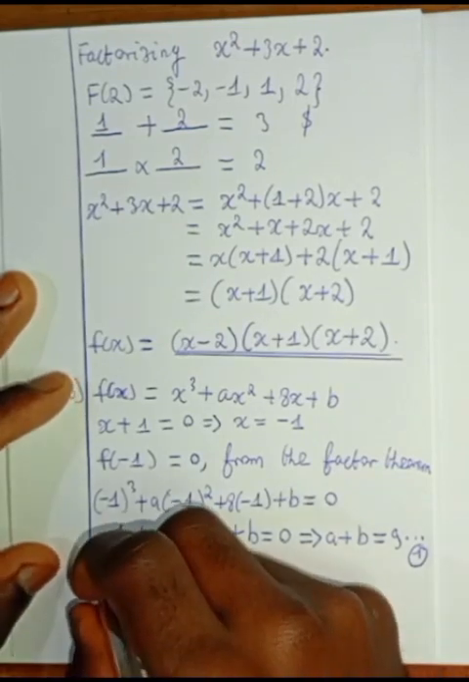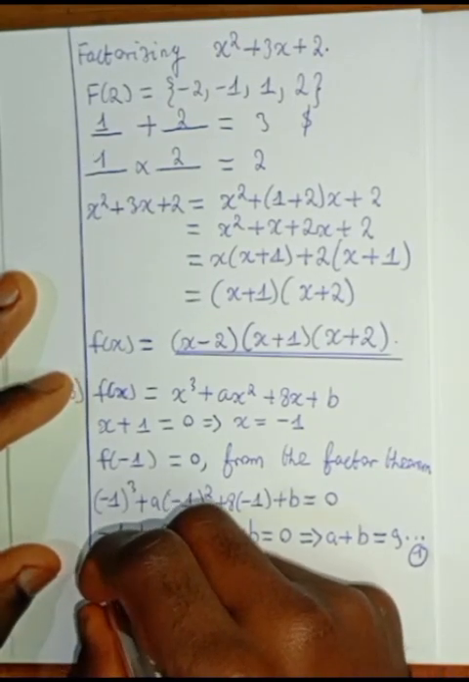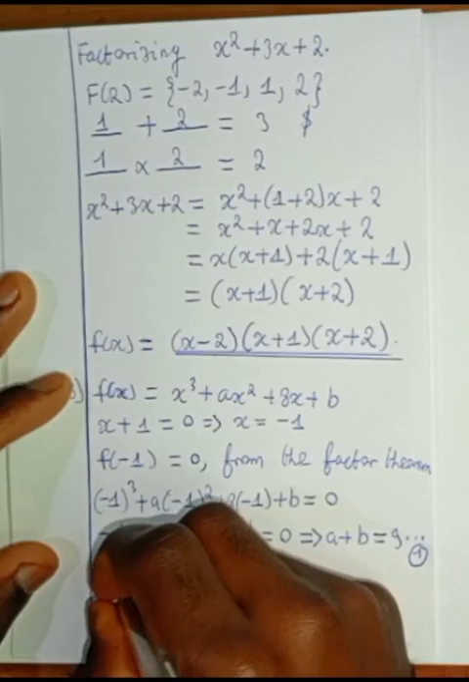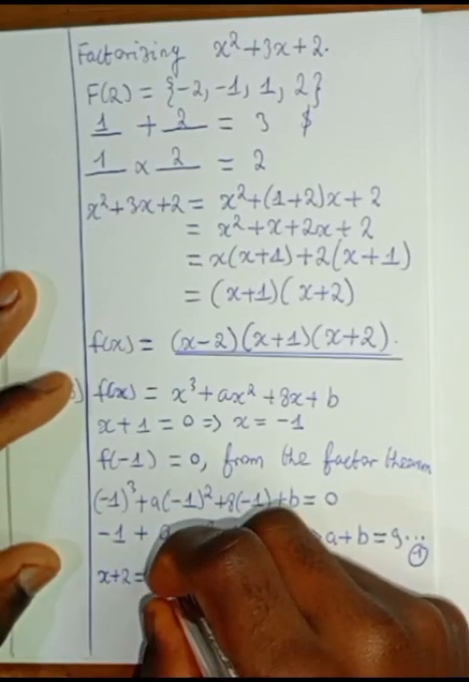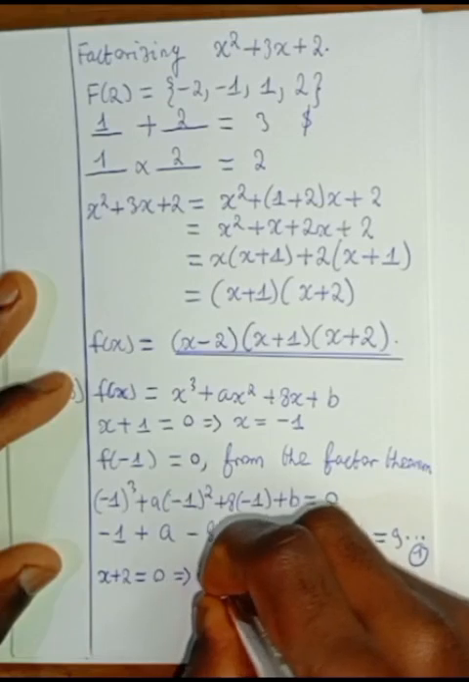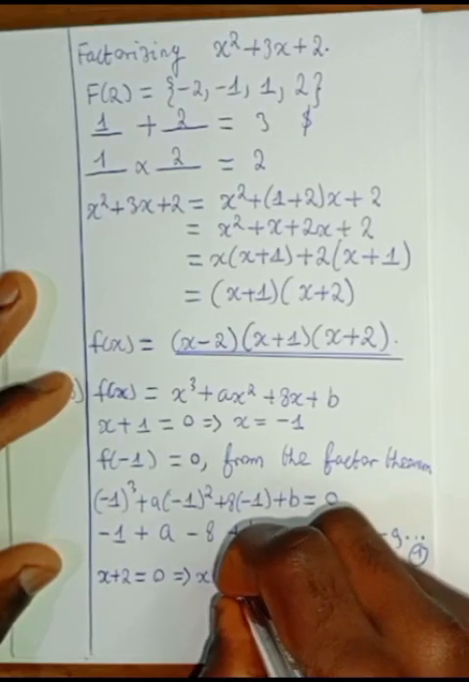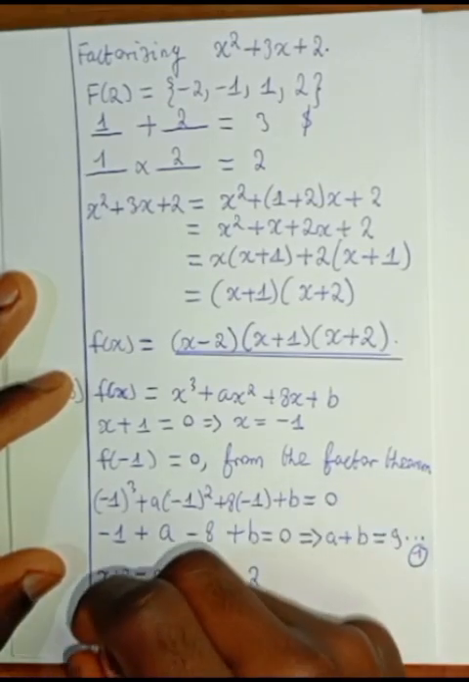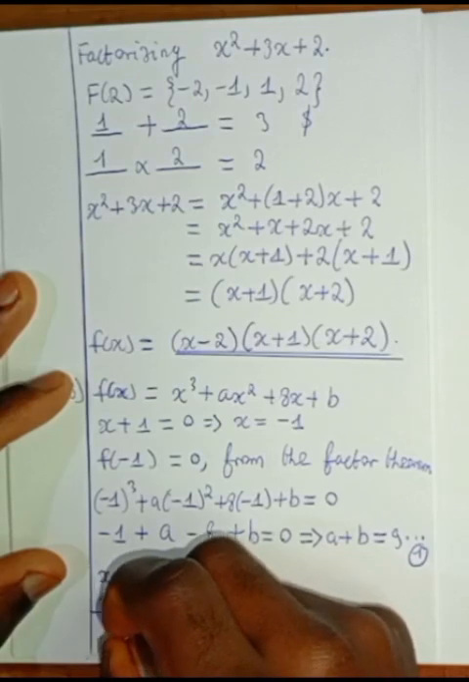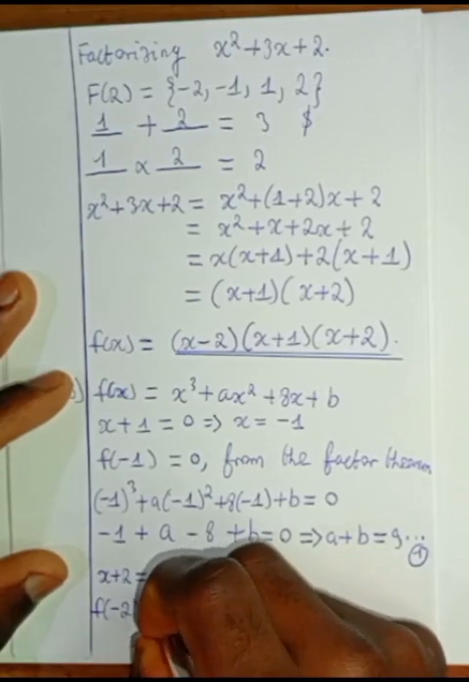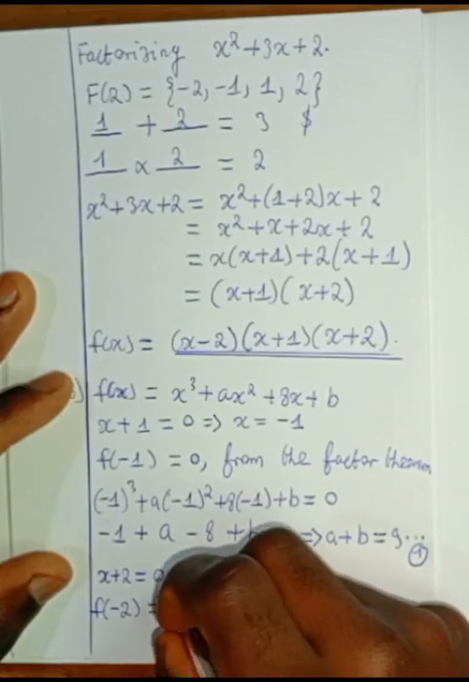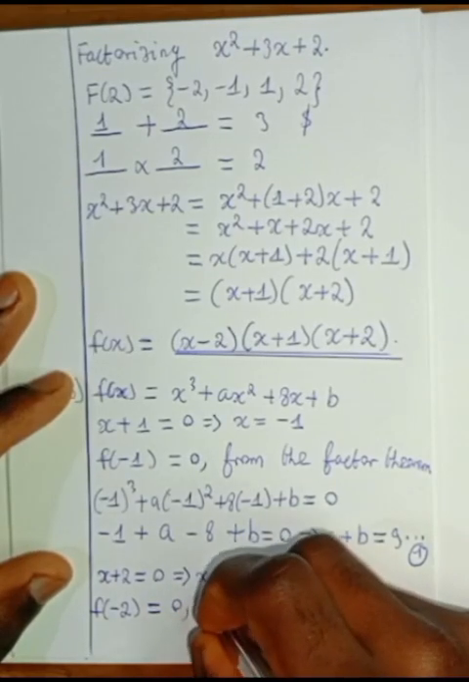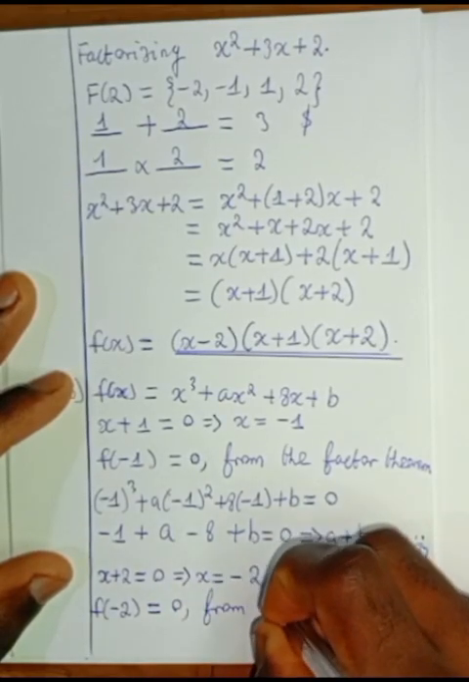The next, we have been told that x plus 2 is a factor of f of x. Then, make x the subject of formula, x will simply be equal to -2. Next, we have to find f of -2. It will simply be equal to 0 from the factor theorem.